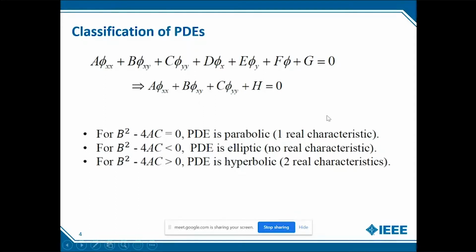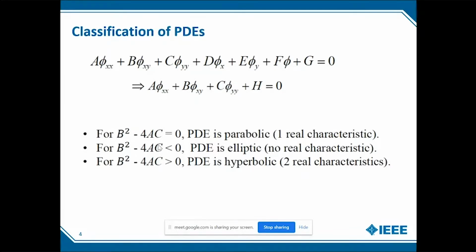Now to determine what type of partial differential equation it is, we find a discriminant, which is b squared minus 4ac, and depending upon the value of this term, we can classify it as a parabolic equation, elliptical equation, or a hyperbolic equation. Classifying is one thing, but why this classification is important is that different types of PDEs are solved differently in CFD. This will become clearer in the next slide.